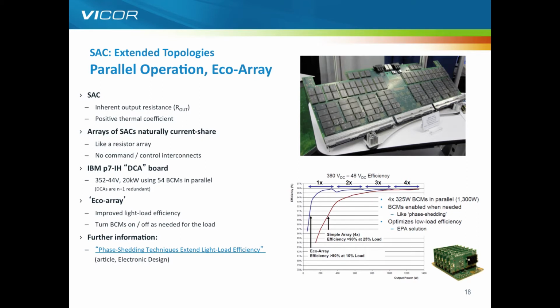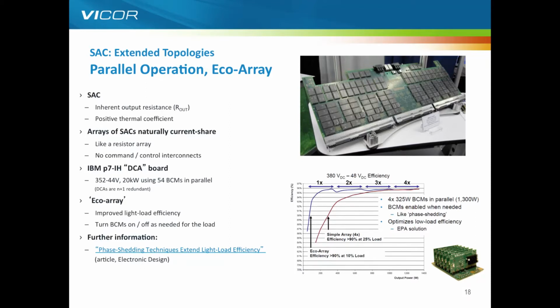The photograph on the top right is a look at the IBM Power 7 IH DCA. This is a DC assembly. This whole unit takes 350 volts DC, and part of this board uses 54 of our bus converter modules using the sine amplitude converter to convert from 350 down to 44 volts. And this is a 20 kilowatt unit. So you can see very high power systems can be built up using these Lego bricks.